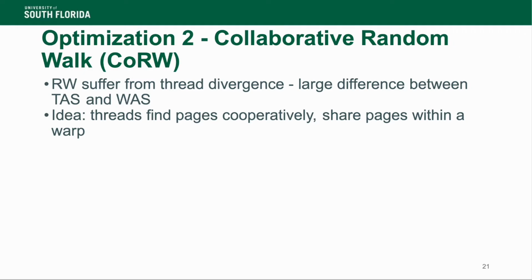And the second optimization technique that we take is called random walk. So the basic RW design suffers from large difference between TAS and WAS. And to remedy that, our idea is to have the threads in the same warp work cooperatively. So threads that found multiple pages from the bitmap will share the pages to others that did not find anything. And this can effectively reduce the longest steps of RW by the threads in the warp.